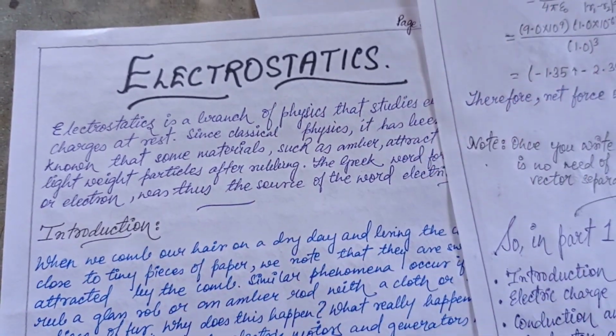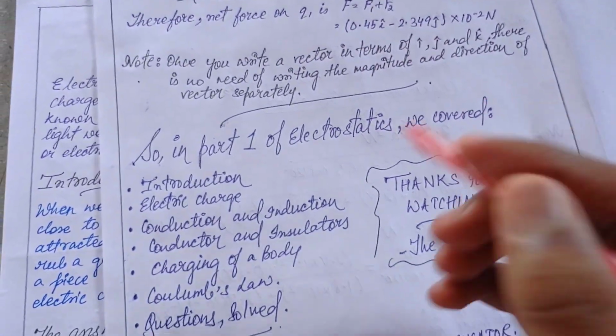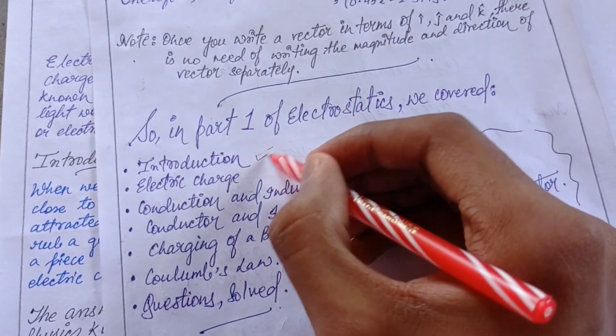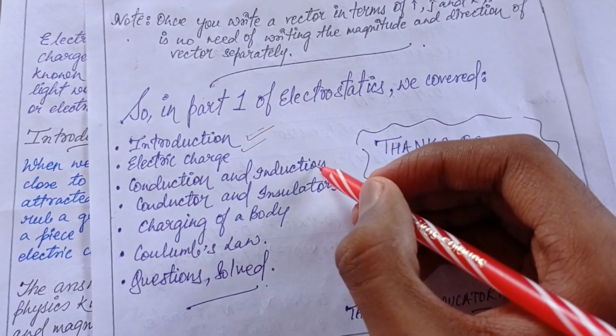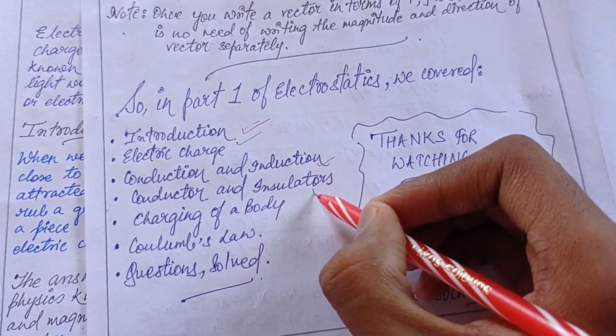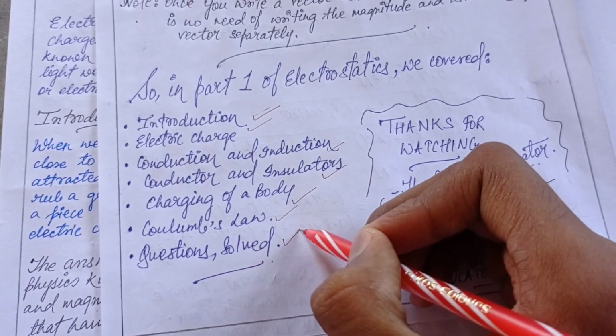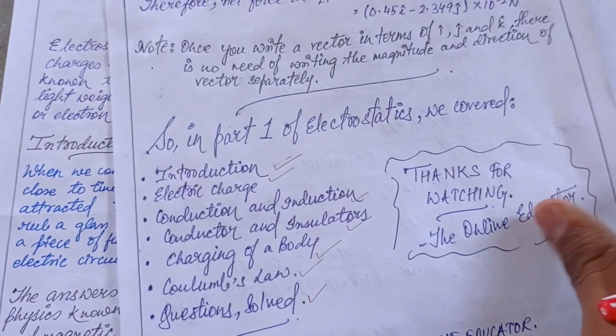In this chapter we'll be covering the introduction of electrostatics, the electric charge, conduction and induction, conductor and insulator, charging of a body, Coulomb's law, and the questions. Okay, so we start here.